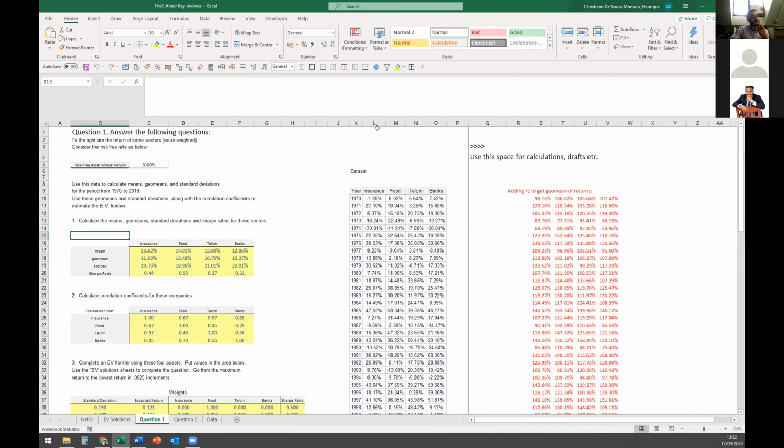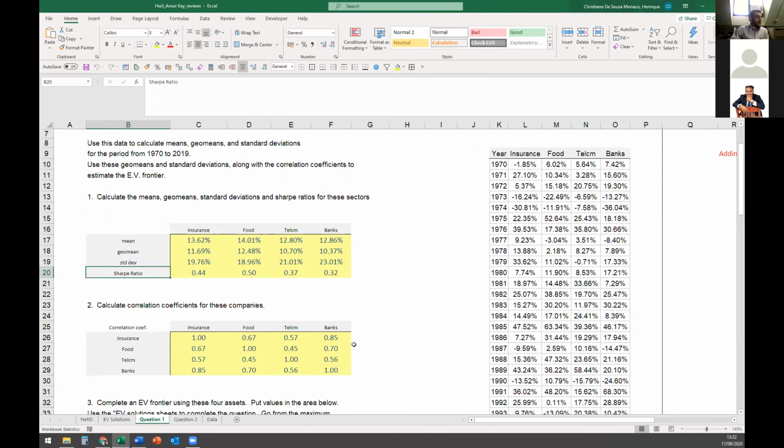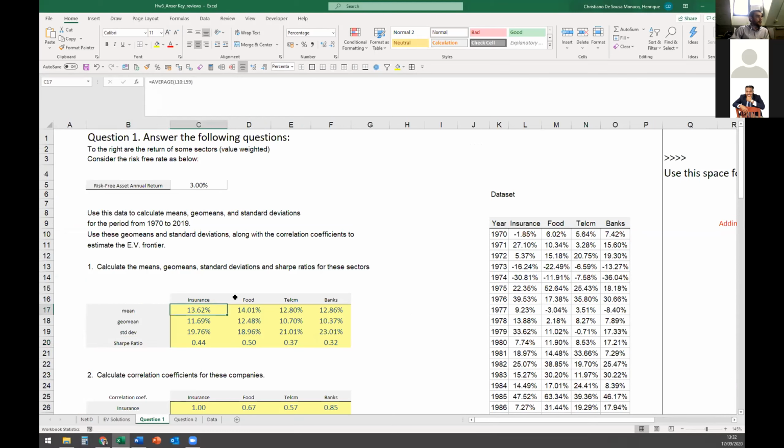So we gave you guys here the four sectors that we worked last week, although different years here. We asked you to calculate mean, geomean, standard deviation, and Sharpe ratios. By now, you should already know how to do that, but just as a refresher, the mean is simply the average of the returns, which you'll do straight on the returns.